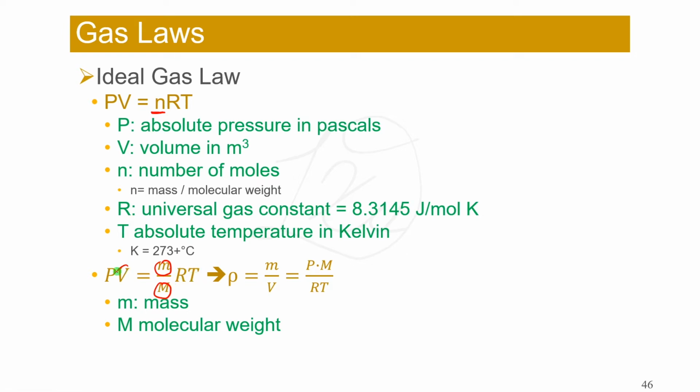We can move this V to the right side of the equation and everything else to the left side. We get m divided by V equals PM divided by RT. m divided by V is the density. So the density equals pressure times molecular weight, divided by the universal gas constant times absolute temperature.